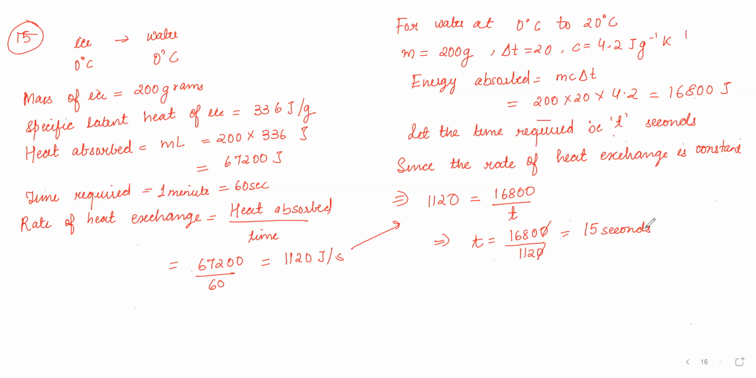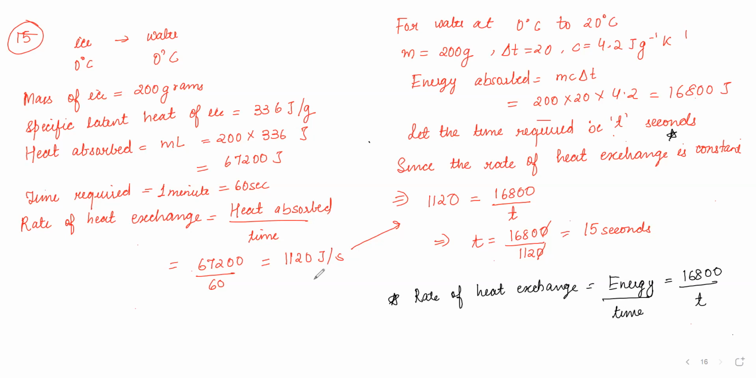If you want, you can add one line here and give this a star mark. Okay, so what you will be writing, the rate of heat exchange is equal to energy divided by time. Okay, so this is 16800 divided by T. So basically here, if it is constant, so this is equal to this, and then you can calculate the answer.